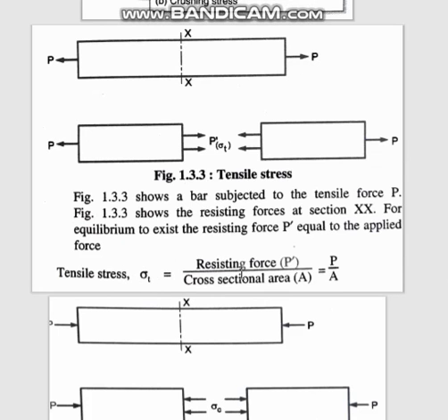Tensile stress is the resisting force divided by cross-sectional area. What is this? P dash is given. No, it should be the external force P. So here it is written P by A. P is the external force that is applied, or the resisting force. Whatever it is, the same thing will be applied here. So P by A. This is Newton per meter square. So this is the tensile stress.